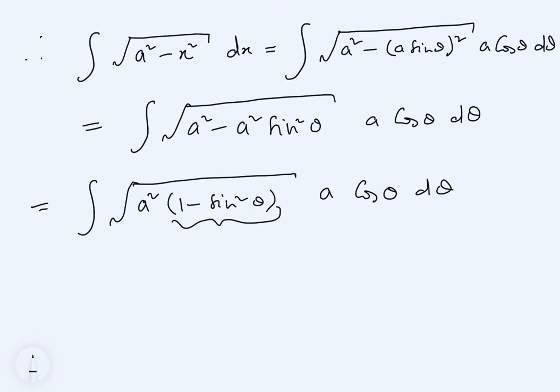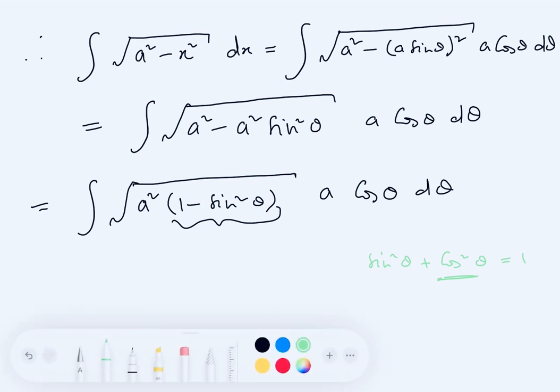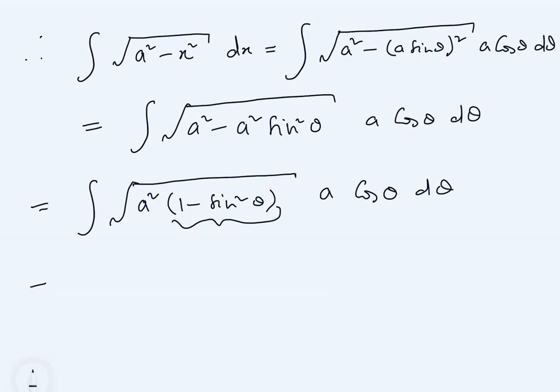Now this thing over here is the same as cos squared theta because of the unit circle trigonometric identity, which states that sine squared theta plus cos squared theta is equal to 1. So if we solve for cos squared theta over here, we will get 1 minus sine squared theta. So therefore, that means that we can replace 1 minus sine squared theta with cos squared theta. So let's go ahead and do that. Let's substitute.